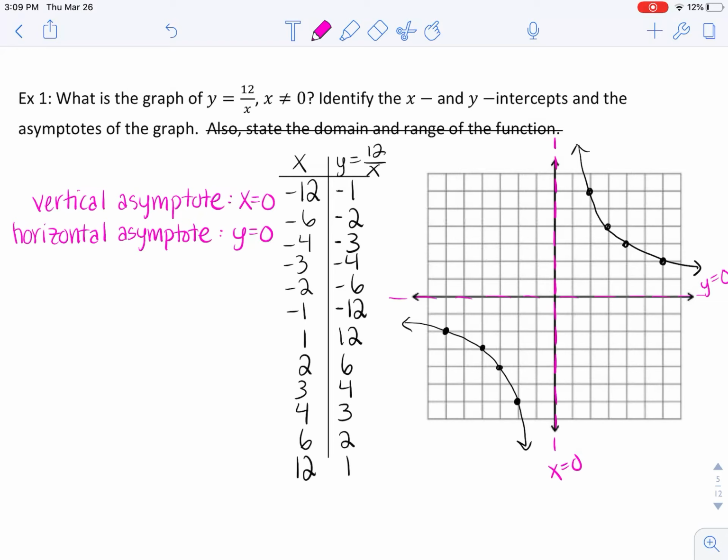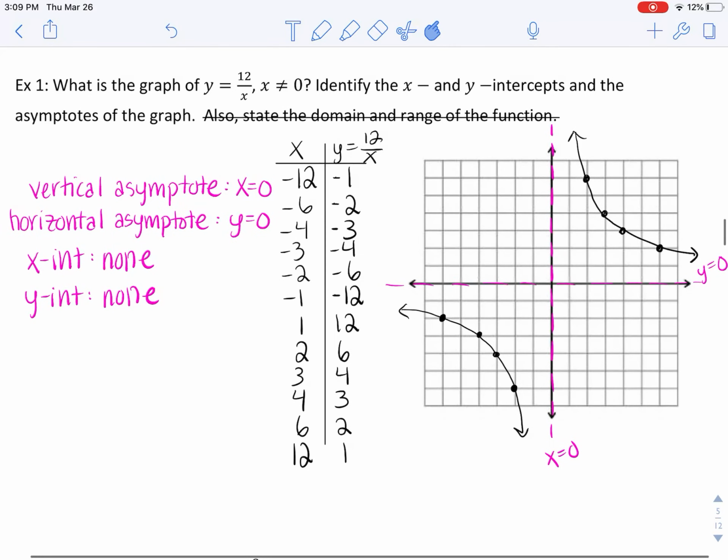As far as x and y intercepts, that's where our graph is going to cross the x and y axis. Well, here we never cross the x and y axis because we have asymptotes there, so there's none. X-intercept, none. It never crosses the x-axis. Y-intercept, none. And that will always be the case if we're graphing y equals any number divided by x.